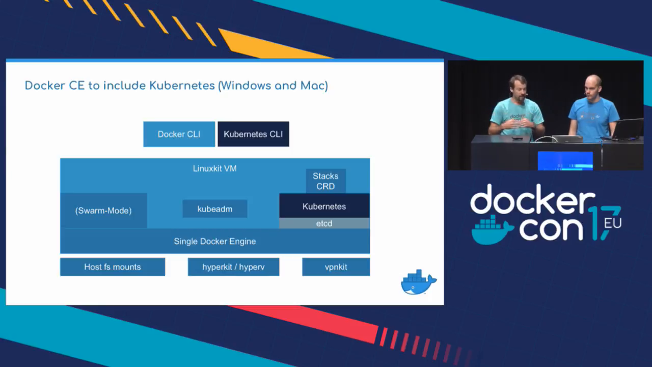All right, so within that VM, let's work our way up the stack. There is a single Docker engine, and by default, it does not have Swarm mode initialized, but you can initialize Swarm mode if you choose. It also does not have Kubernetes initialized, and you can choose to initialize it if you want.